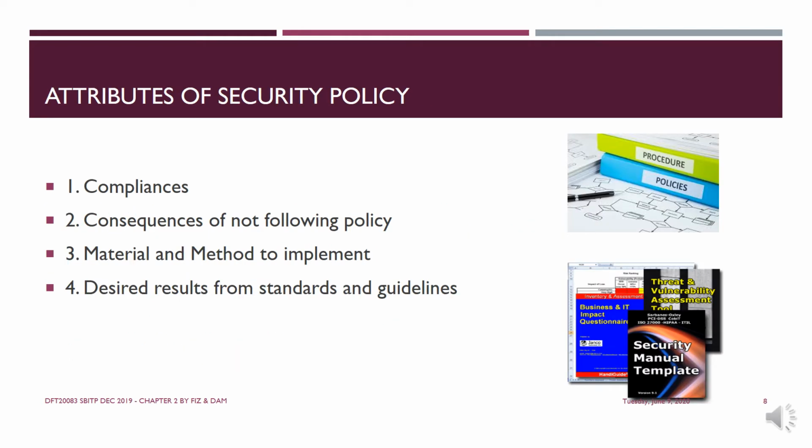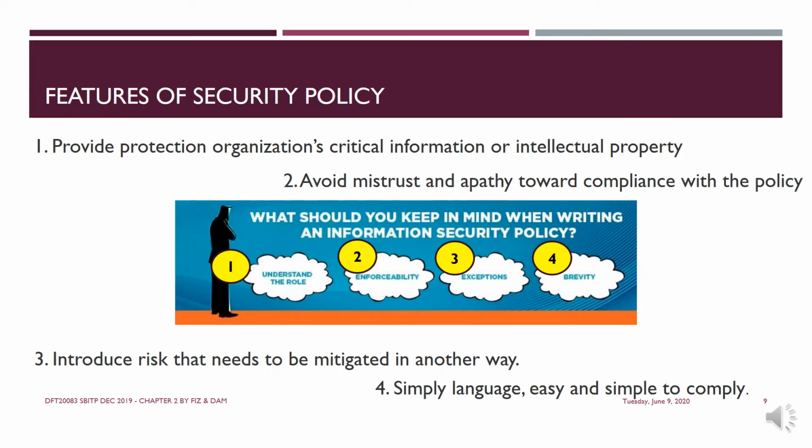Next is about the attributes of security policy, which encompasses the compliances, consequences of not following policy, material and method to implement, desired results from standards and guidelines. Here is the example of features of security policy. There are 4 kinds of features which involve provide protections organizations, avoid mistrust and apathy towards compliance of the policy, introduce risk that needs to be mitigated in another way, and simple language easy and simple to apply.